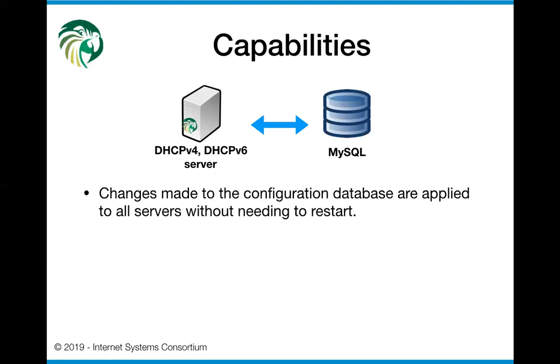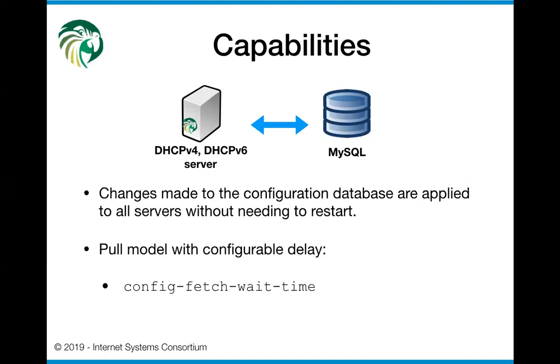With the configuration backend, what happens is the servers are updated automatically. The new configuration is applied without needing to restart the DHCP server. At this point, the model is a pull configuration. So what is done is on the DHCP v4 and v6 servers, there is a value set for the config fetch wait time. And that is the length of time between the server going out and seeing if there are modifications to its configuration from the back end.